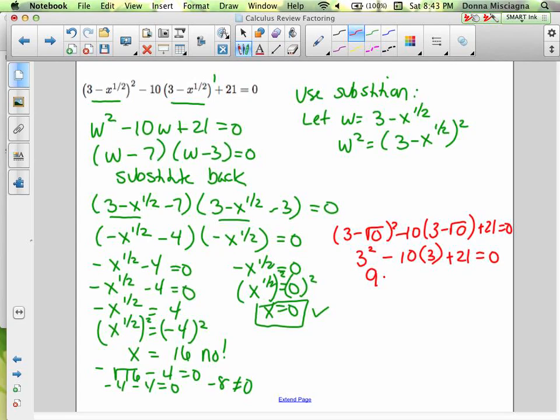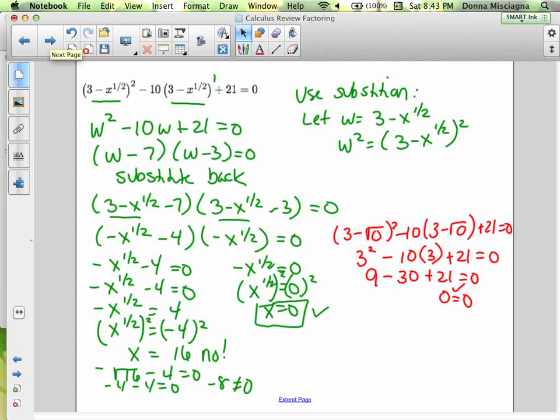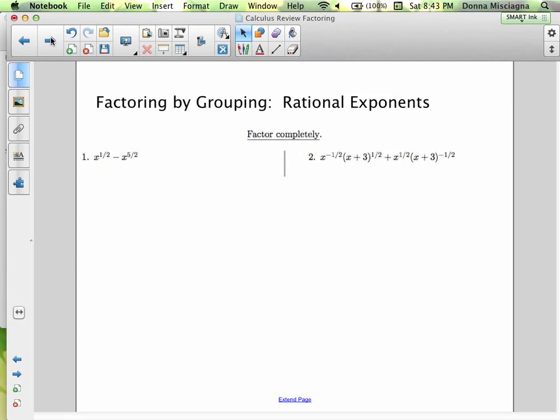So that's 9 minus 30 plus 21 equals 0. Well, 9 minus 30 is negative 21. Negative 21 plus 21 is 0. So you can see when I plug it back into the original, it does check out. We won't check the other one, 16, because it didn't work in the factored version. It's not going to work when we plug it back into the original.